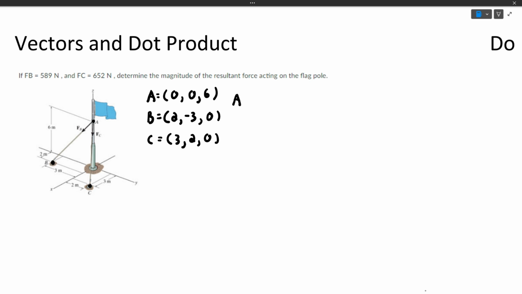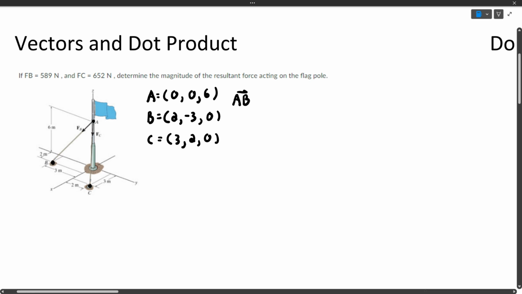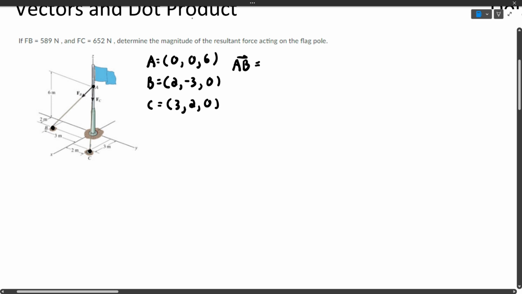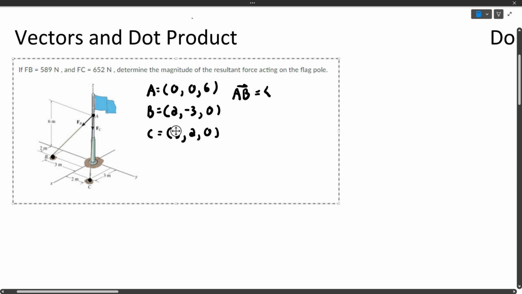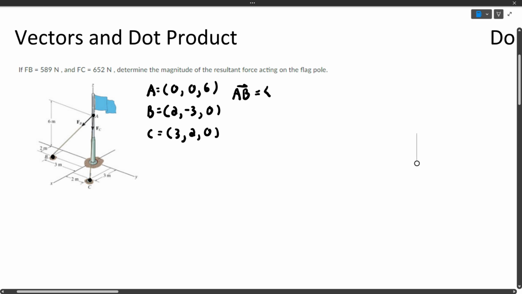So now using these points, we're going to create vectors for each of these lines, for FB and for FC. So FB is along AB, so it's that line right here. So we're going to create that vector. To do that, what you have to do is subtract point A, which is our initial point, from point B, which in our scenario is our final point.